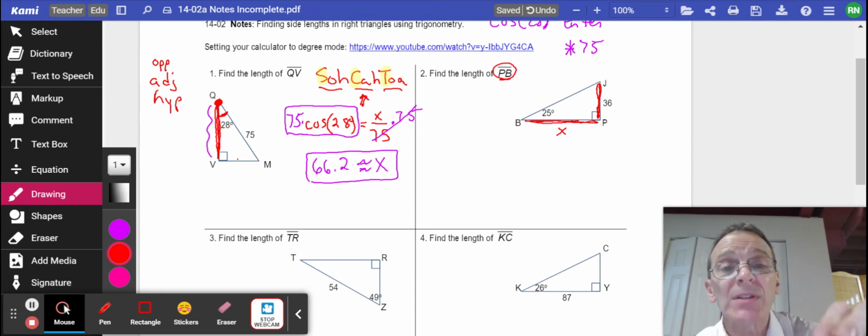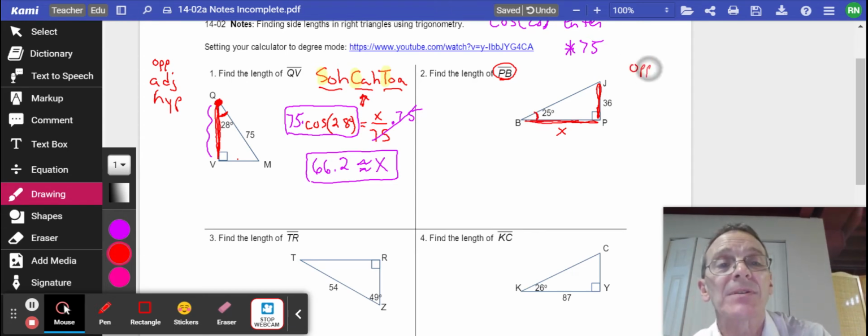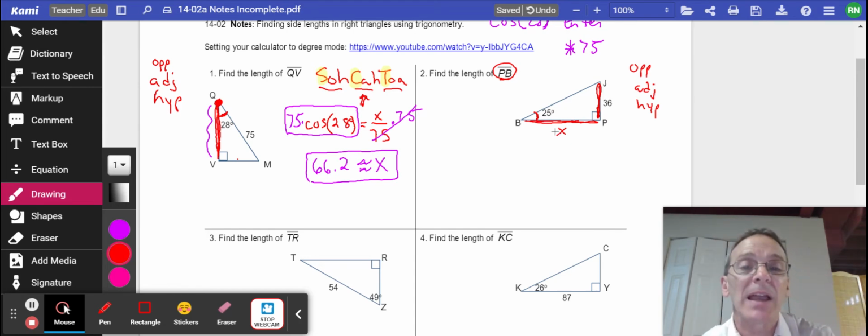And then you've got to notice the acute angle that's been given to you right here, 25 degrees. And you have to ask yourself, opposite, adjacent, or hypotenuse? What side are we looking for here? This X. What side is it from that 25-degree angle's point of view? It is the adjacent side, right? This is the adjacent side.